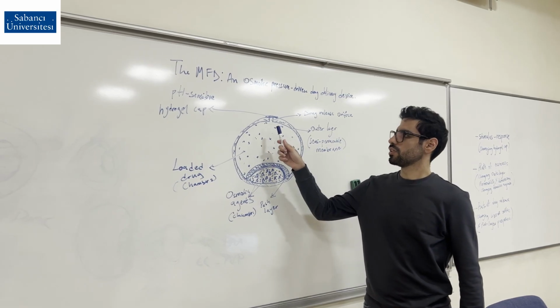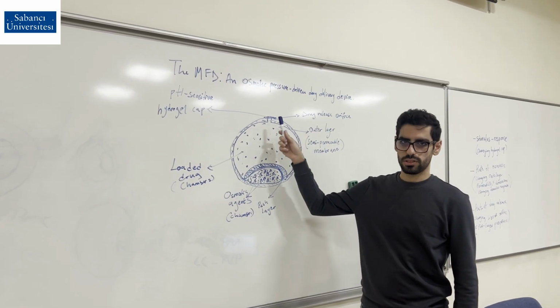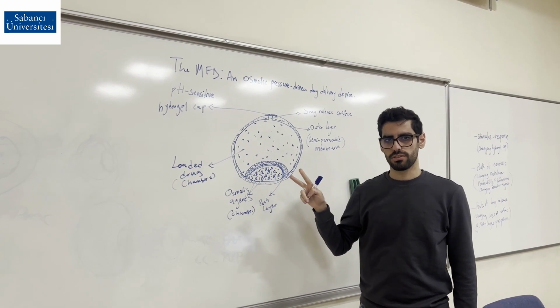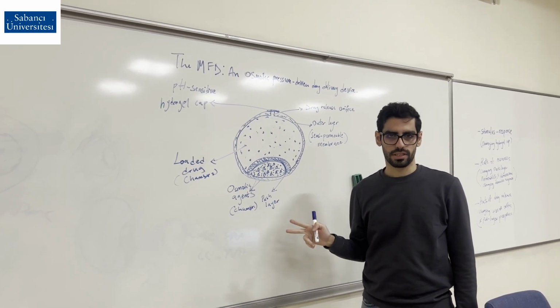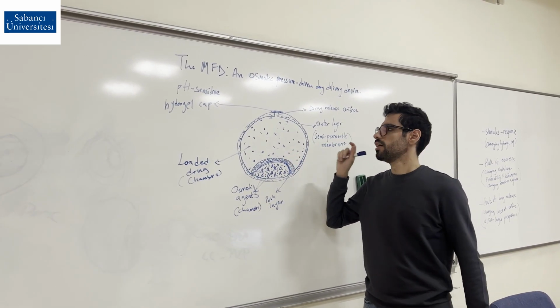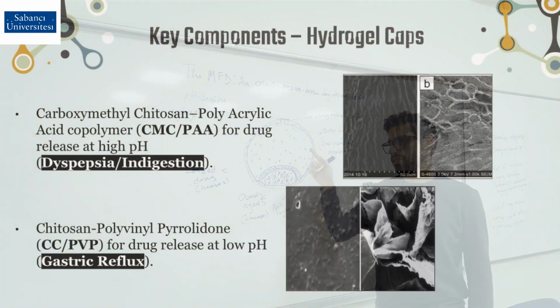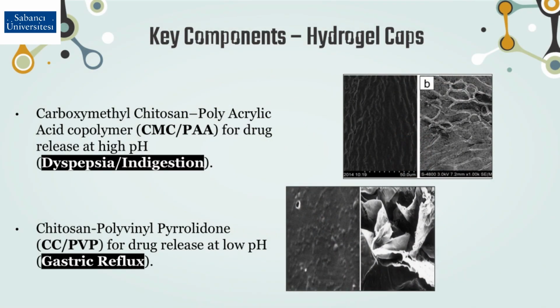So the third component we are going to go through is the pH-sensitive hydrogel cap. It is made of two different hydrogels for two applications. The first one is for the high pH responsive acidic area, which is made of CMCPA, and the second is for the low pH responsive area, which is made of CCPVP.